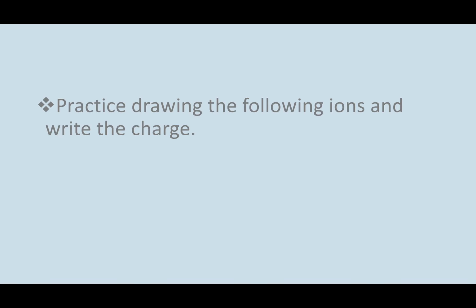All right, so let's just practice drawing the following ions and write the charge. I'm going to give you a couple elements, and the goal is to try to draw what the ions would look like. So aluminum, potassium, and sulfur. So let's write down here, we have aluminum, we have potassium, and we have sulfur.